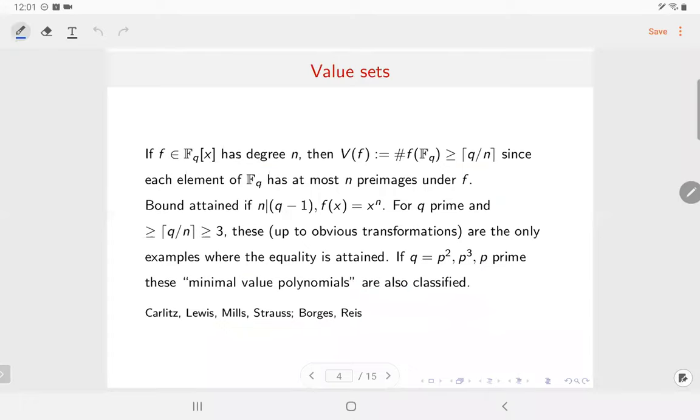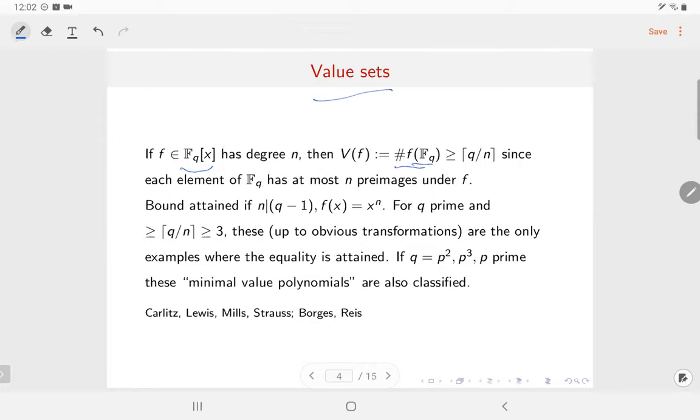Okay, so value sets. What I'm going to do is what we tell our students not to do in an algebra class, which is to think of a polynomial as a function. Usually, especially over finite fields, you don't want to think of it as a function, because you don't want to identify two polynomials that give the same function. But here, in this talk, I'm going to think of a polynomial as a function, and therefore it has a range, an image, and we want to measure the size of this image. So V of F for us will be the cardinality of the image of F, of F_q under F.